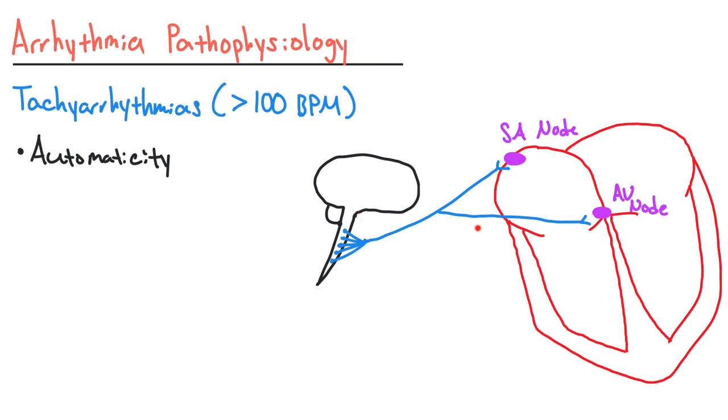We have our brain, and this nerve fiber here, or this series of nerve fibers, is our sympathetic nervous system. As we've alluded to before, the sympathetic nervous system will go and release norepinephrine and epinephrine onto the SA node and the AV node, increasing the heart rate and increasing the conduction velocity through the AV node.